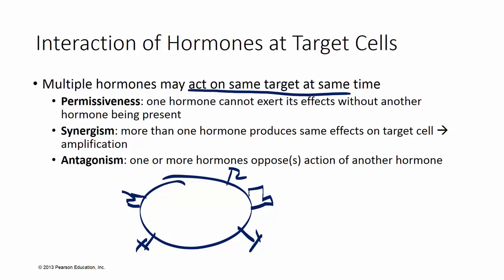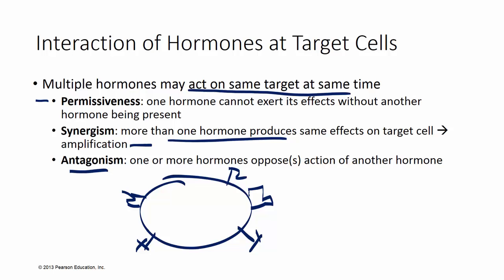Well, they may be permissive. And that means one hormone can't do anything unless the other one's there. Okay, so in order to get the effect, both hormones have to be there. You have to have permission. Okay, so you have to have permissive hormones. If you have two hormones getting there at the same time, or three or four, you may have synergism, which means one hormone produces the same effect, and that will allow for amplification, so you get a bigger response. You can also have antagonism, where you have one or more hormones that do the opposite thing.